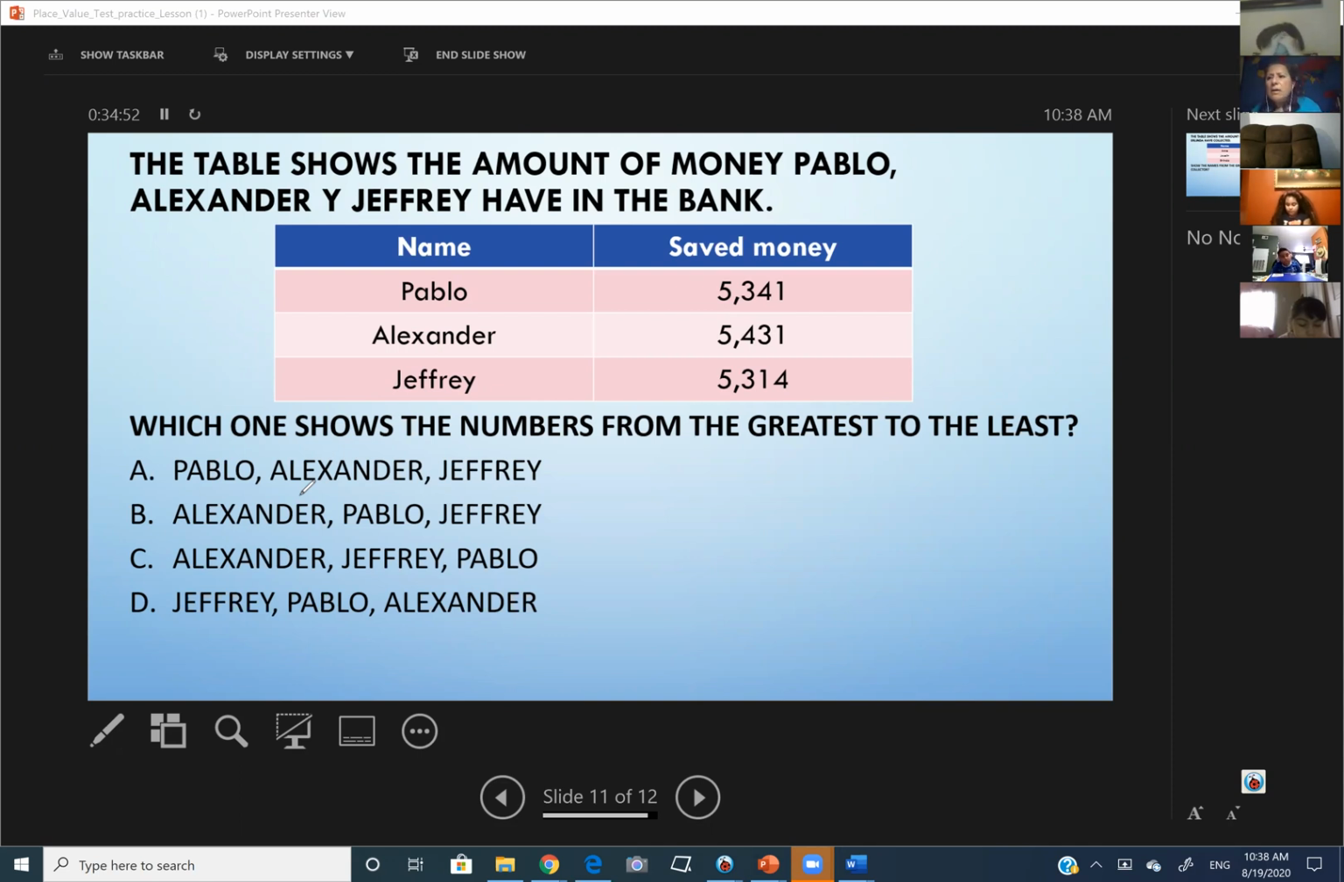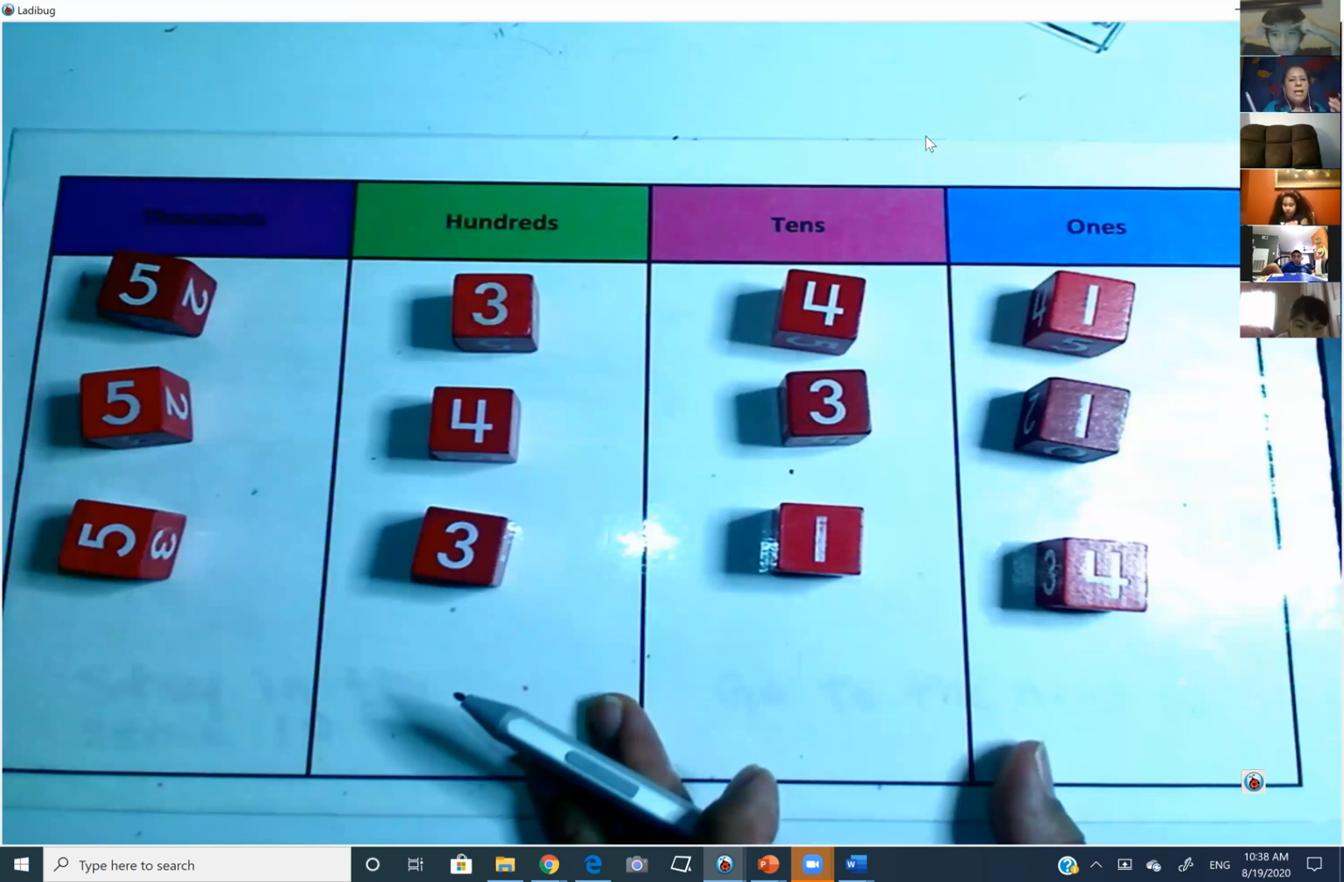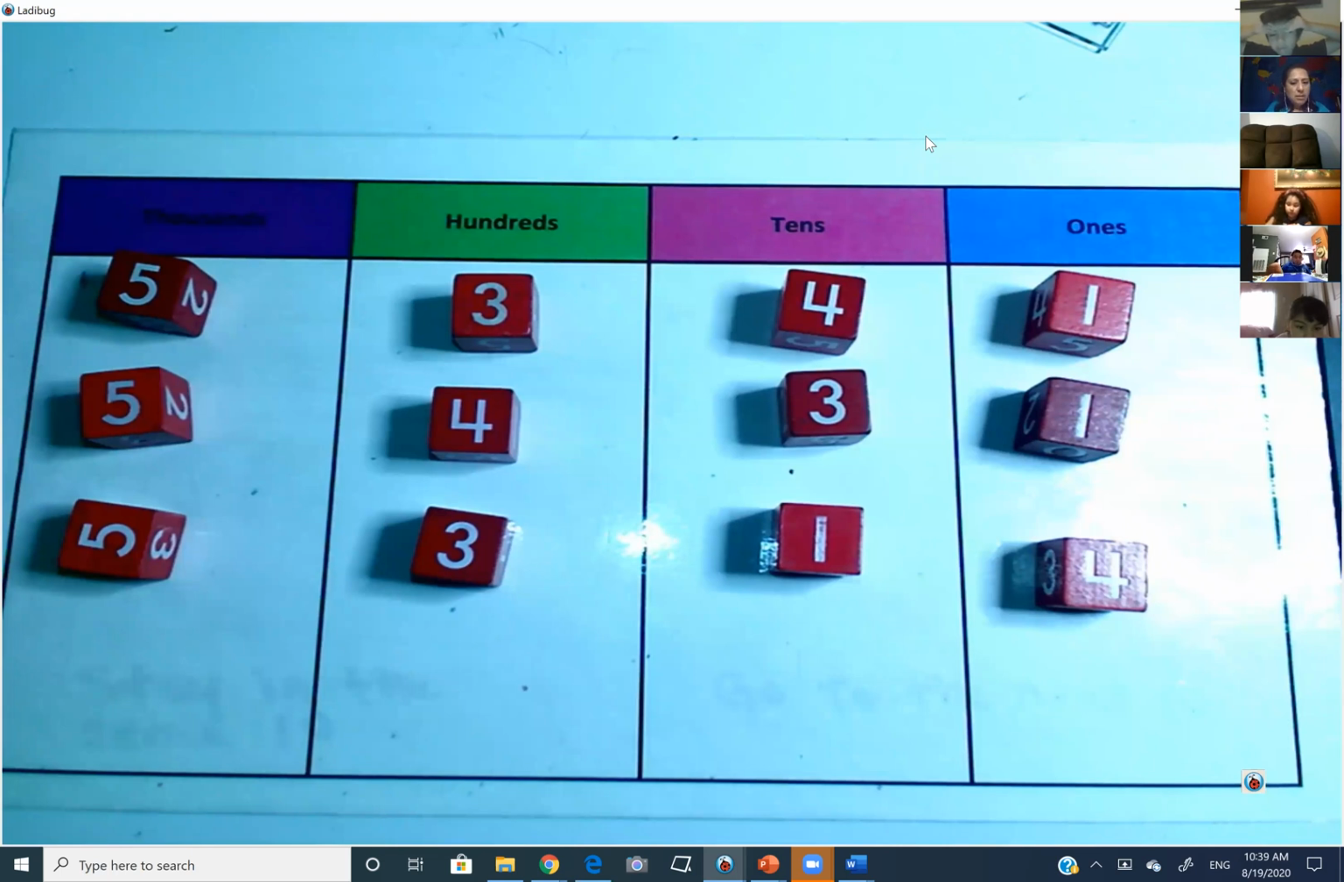Good morning, Ms. Hunter. For this problem, guys, we're going to see the table. Here it says to look at the table that shows the amount of money that some kids have. So the first thing I have to do, I'm going to project something different at this time so we can see it. So I have the numbers here on my screen. I have the numbers we're talking about, and we're trying to organize them from the greatest to the least.